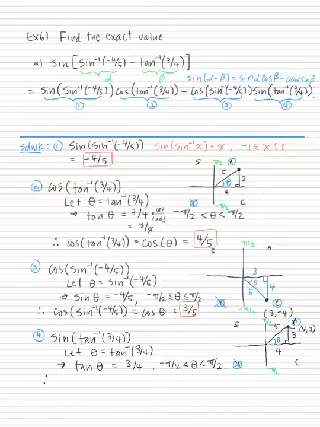So therefore, sine of tan inverse of 3 over 4 is sine of theta. Now sine is also positive in quadrant 1, so your answer should be positive. And sine of theta is opposite over hypotenuse, so 3/5. Or you can think of it as y over r. It's going to give you the same value. So here we go. Okay, so now finally we get to put this together.